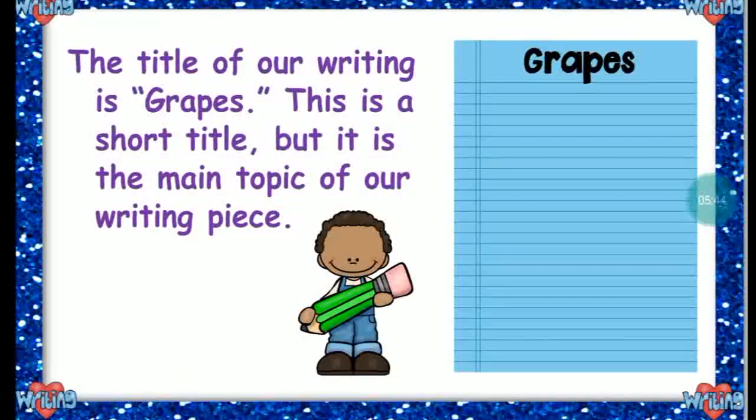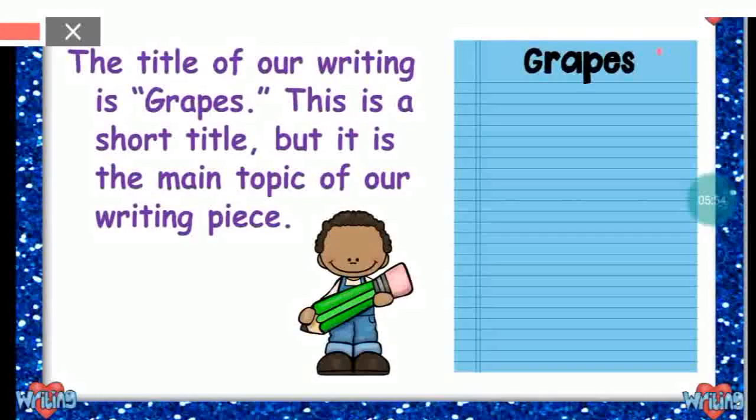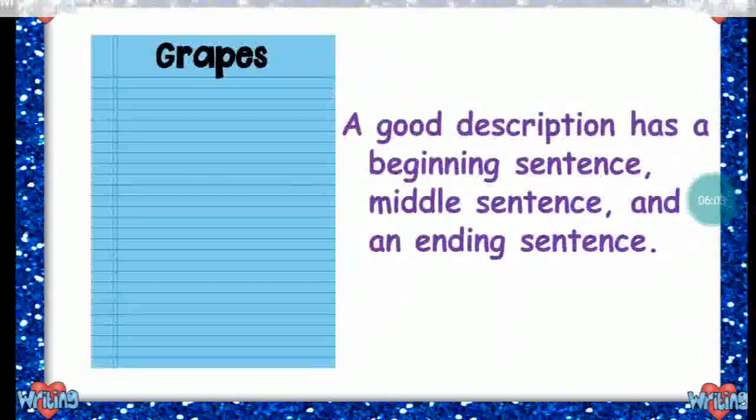So the title of our writing today is what? Grapes. This is a short title, but it is the main topic of our writing piece. As you can see, the title, Grapes, has been written on our paper, and that's how you're going to write your own. The first thing you do when writing a description is to write your title. So our title has been written. Our title is Grapes. Okay.